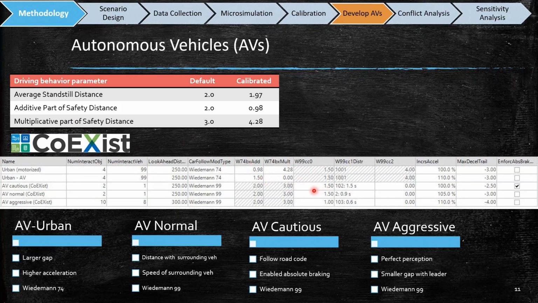It is similar to the cautious one, but we don't have the emergency braking here for this AV, and we have a higher increase in acceleration. So in some cases it makes it a little bit aggressive, because it has higher acceleration in comparison with the conventional vehicles or the cautious one.